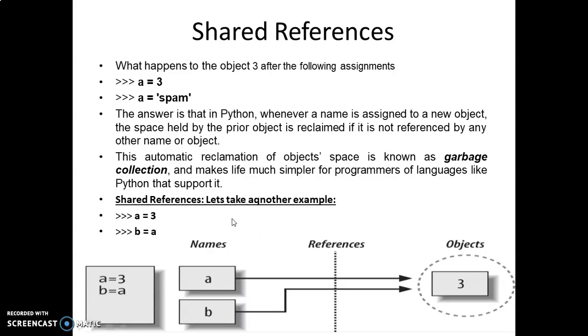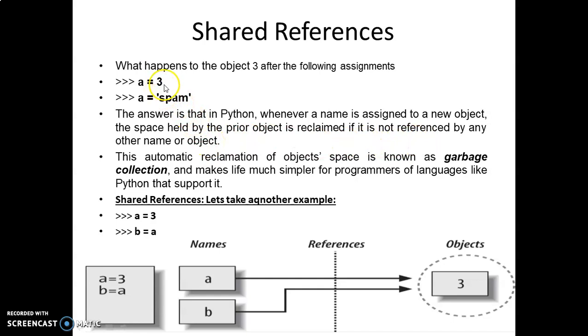Now there's something known as the shared references concept. So for example, if you have a is equal to 3 and then a is equal to spam, okay, what happens to the earlier object? The answer is that in Python, whenever a name is assigned to a new object, the space held by the prior object is reclaimed if it is not referenced by any other name or object.